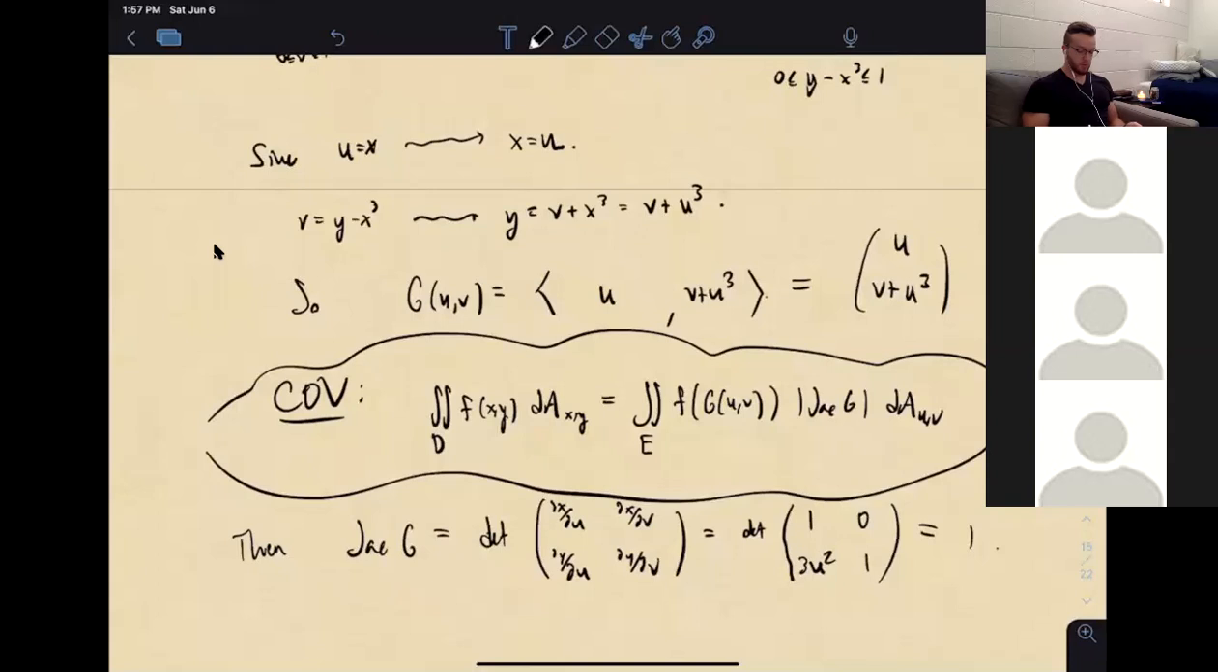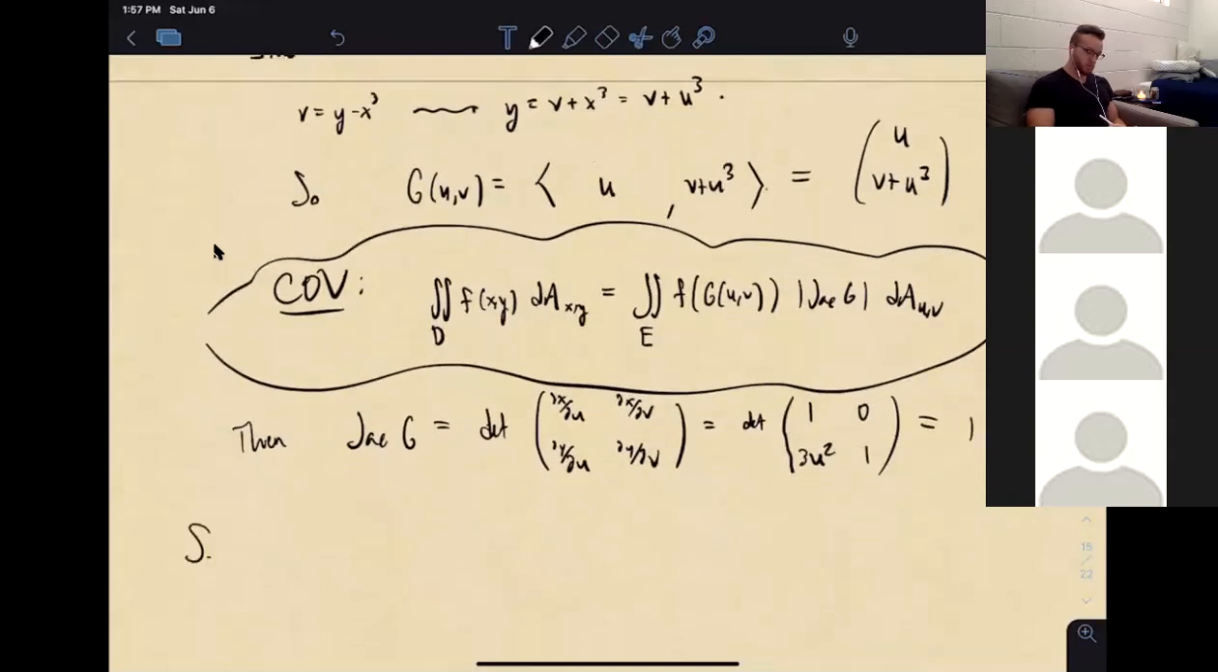And so, the Jacobian is 1. When we put it in an integral, we're going to put the absolute value of 1. But the Jacobian itself is 1. So if we got negative 5 million, the Jacobian would be negative 5 million. The thing that you put in the integral would be 5 million, but the Jacobian is just the determinant.